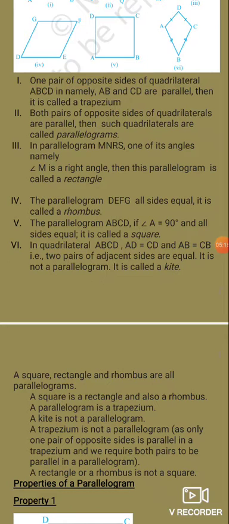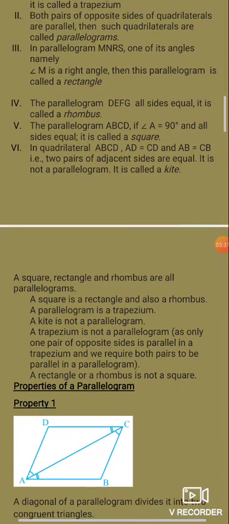Now the next one, a kite is not a parallelogram. Next, a trapezium is not a parallelogram. Now a rectangle or a rhombus is not a square. All these are some points only.